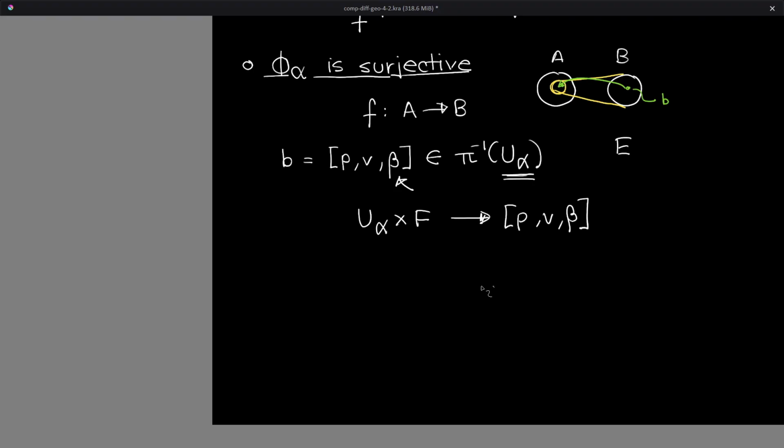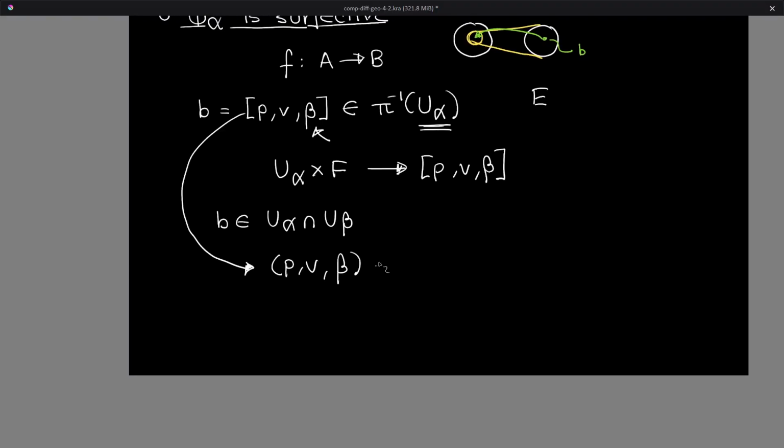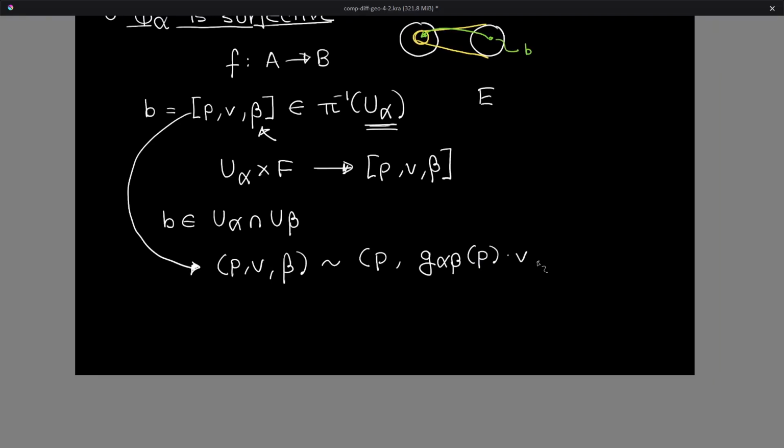Right, first thing is, let's say that B must be an element of U alpha intersect U beta. We already said that. But then notice that, and let's take the representative element, PV beta. This is not the equivalence class, this is just the element. But we know that this is related to PG alpha beta V. Sorry, we need to take this at P and then V on alpha. This is the same point in alpha's local coordinates.